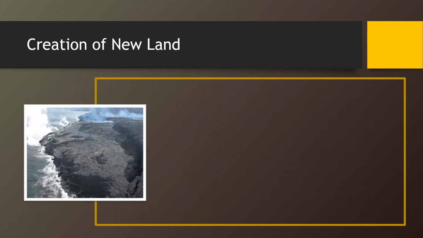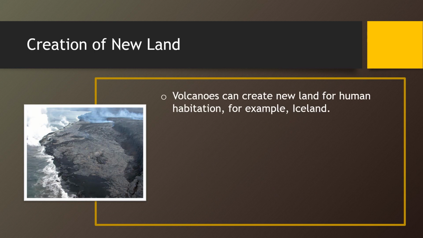We also have here the creation of new land. Volcanoes can create new land for human habitation. For example, is the Iceland. So as you can see, there are volcanoes that are also found in the bodies of water. So once they erupt, they may create islands.